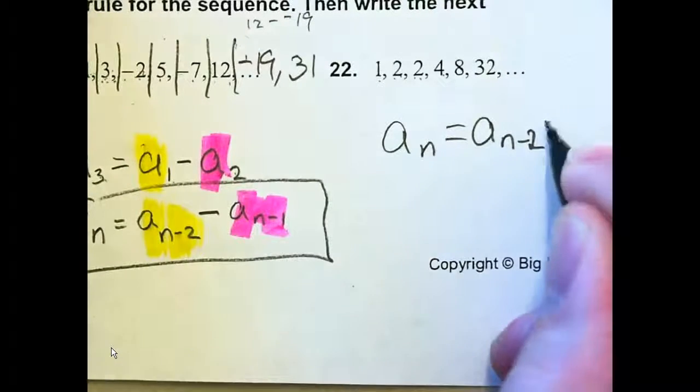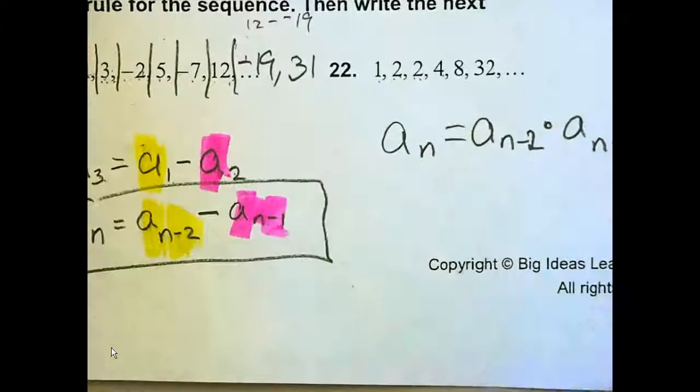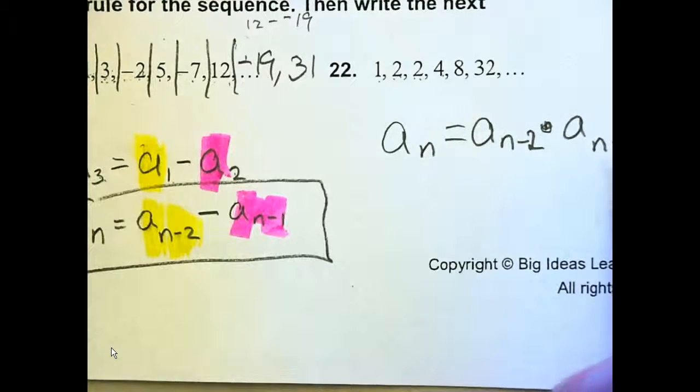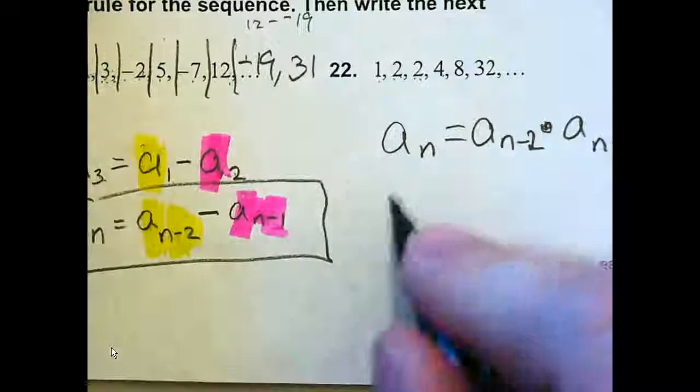or minus 2. Either one, right? Yeah, you could write it like that, or since you're multiplying, you could write it the other way around. You could do n minus 1 times n minus 2. Okay? Either one of those would work.